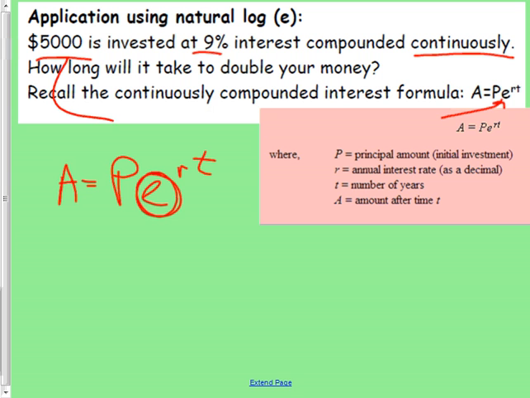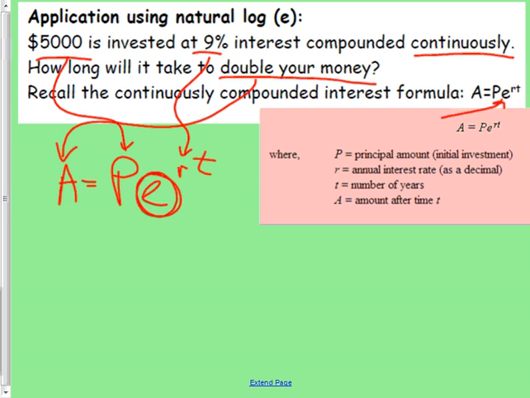The 5,000 goes there. It says double your money. That's going to make it 10,000, right? And where does that go? In the A. And then the rate, do we know the rate? Look. Oh, 9%. And then what don't we know? The time. So we leave t alone, and then we have to solve for t.